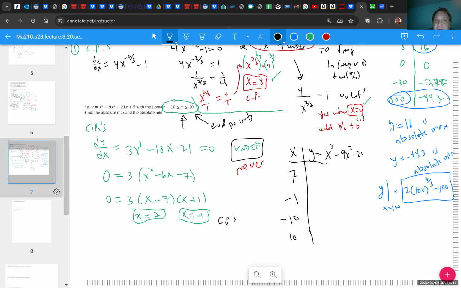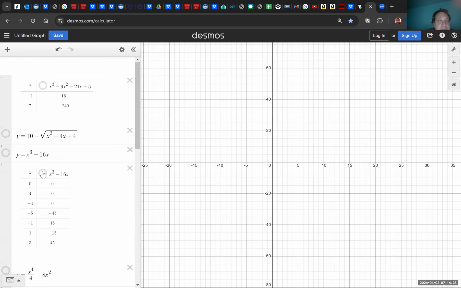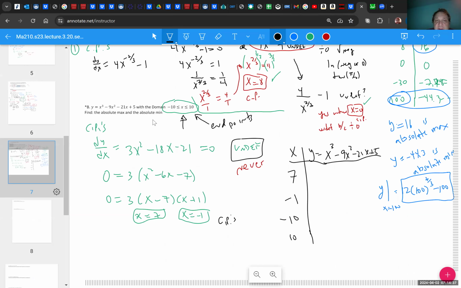And once again, I'll just use Desmos to help me do the number crunching. So I need to find the x cubed minus 9x squared minus 21x plus 5 function and make a table for these values. All right. So where is that function? Is that one right there? x cubed minus 9x squared plus or minus 21x. Yep, that's the one.